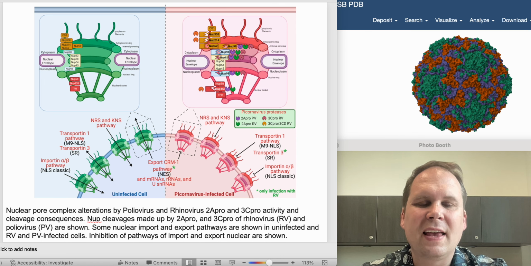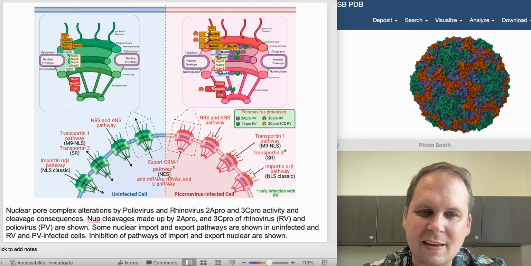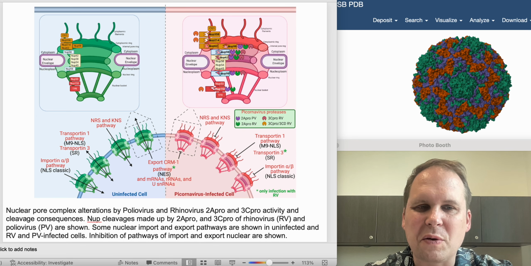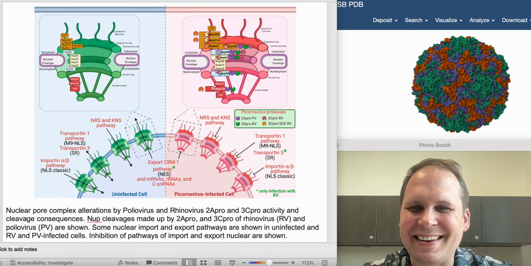Next section. Here are some of the things that picornaviruses will do to the inside of the cell that will lead to more virus production. So this is one of the questions, and this is a nice thing to answer it. A little bundle of data here.